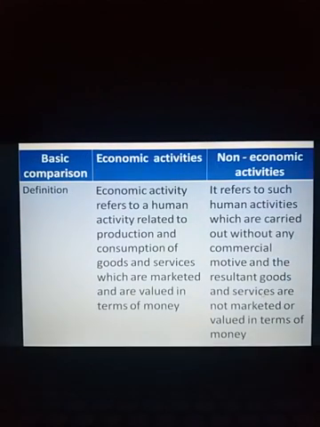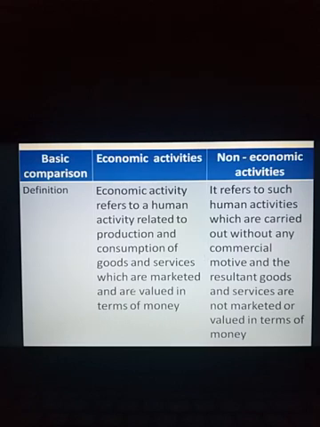Observe. The very first, we need to know the basic comparison. On what basis do we compare economic and non-economic activities? First, we have to compare these on the basis of definition, that is, on the basis of meaning. Observe, economic activity refers to a human activity related to production and consumption of goods and services which are marketed and are valued in terms of money.